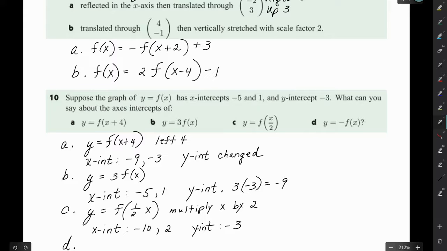In part D, we have y equals a negative out front. And we know that that just negates all the y values. So our x-intercepts stay the same. Our x-intercepts here stay at -5 and 1. And our y-intercept just gets negated. So that just becomes 3.